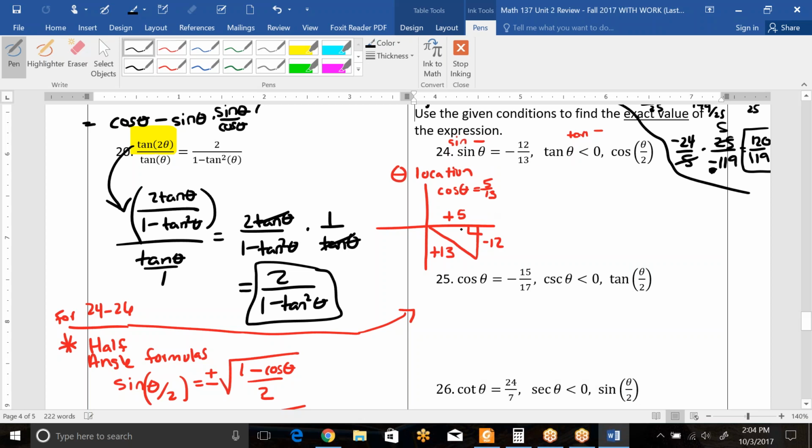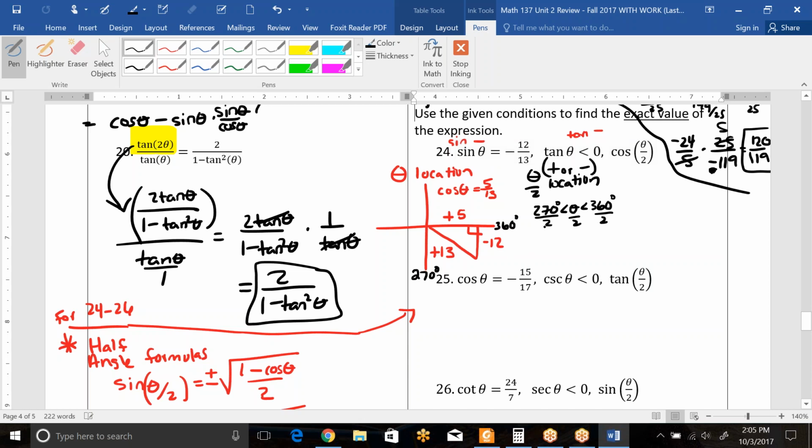Now, what we need to talk about is that the location of this angle dictates where the half angle is going to be located. Since we were in this quadrant, this was 270 degrees to 360. Somehow degrees are always easier for people to understand. So theta is between 270 and 360. We cut all of this in half to figure out the half angle's location. The reason we need that location is to know if we're going to pick plus or minus in front of our formula. Okay, that's why we care.